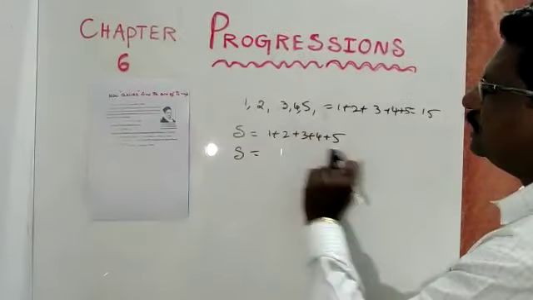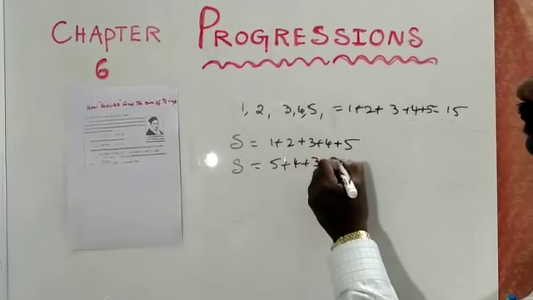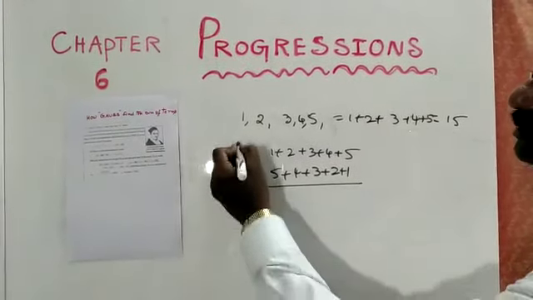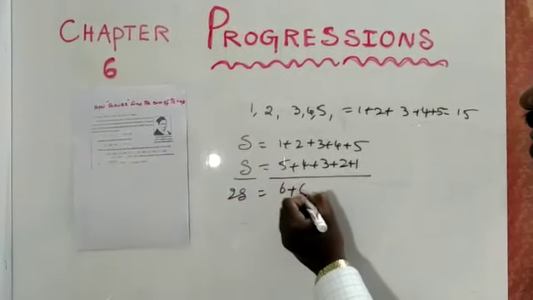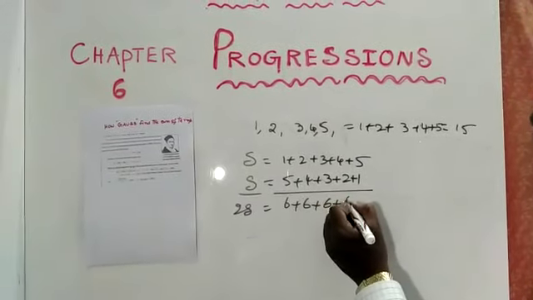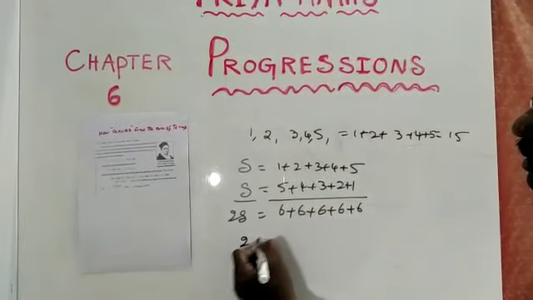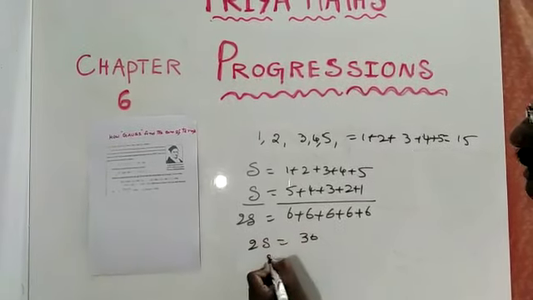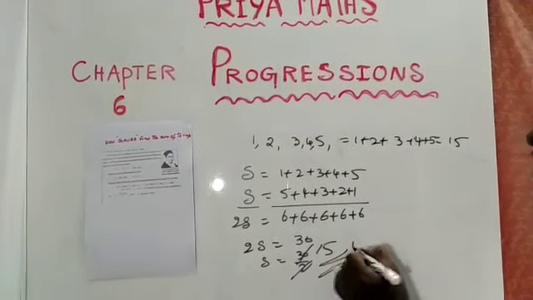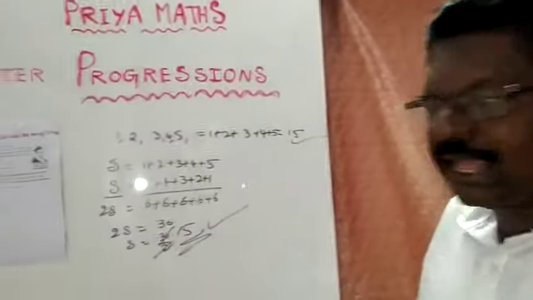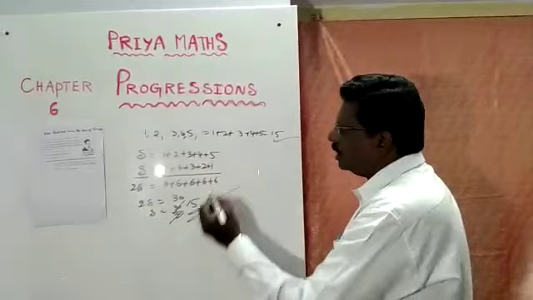Again, you have to write the reverse. So 5 plus 4 plus 3 plus 2 plus 1. So add this one, S plus S, 2S is equal to 6 plus 6 plus 6 plus 6 plus 6. 1, 2, 3, 4, 5. Sixth table. So 6 5s are 30. S is equal to 30 by 2, we'll cancel, 15. Sum of the numbers is 15. We have to add and give the formula. So he gave some formula.